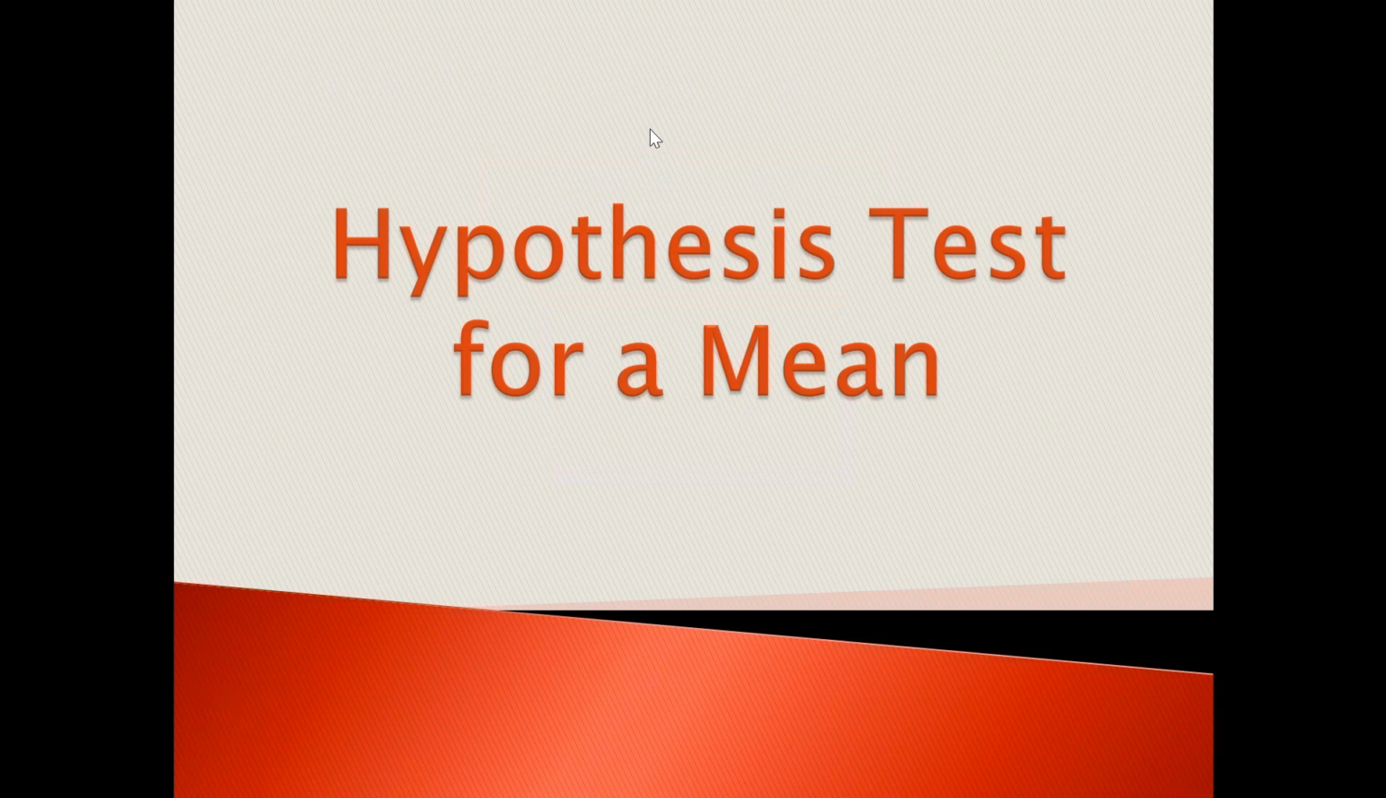The next portion of this section is hypothesis test for a single mean. The hypothesis test will follow the same structure as any other hypothesis test. You will have to state the null, the alternative. The only difference now is that instead of using Z, we will be using T.